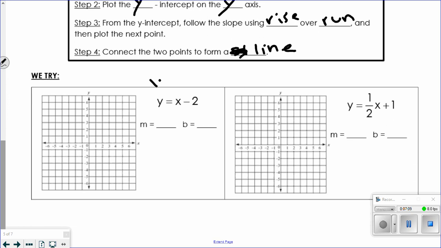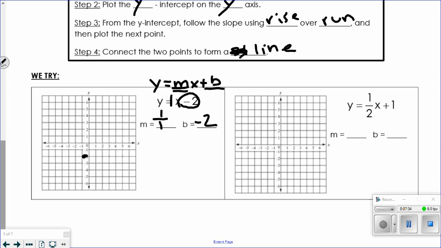So in this problem, what's in the spot of the m? Well, there's nothing written in front of the x. So I look at my x, well, how many x's do I have? I have 1 x. So my slope is 1 over 1. And then in the b spot, we see a 2, but make sure the entire thing has to be written. So your y-intercept would be -2.